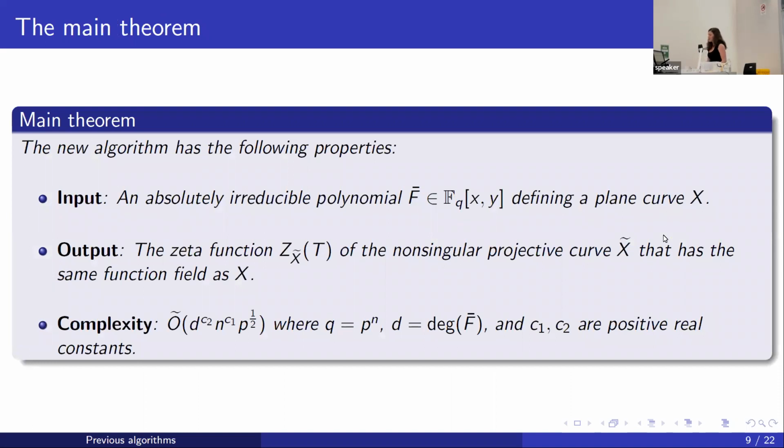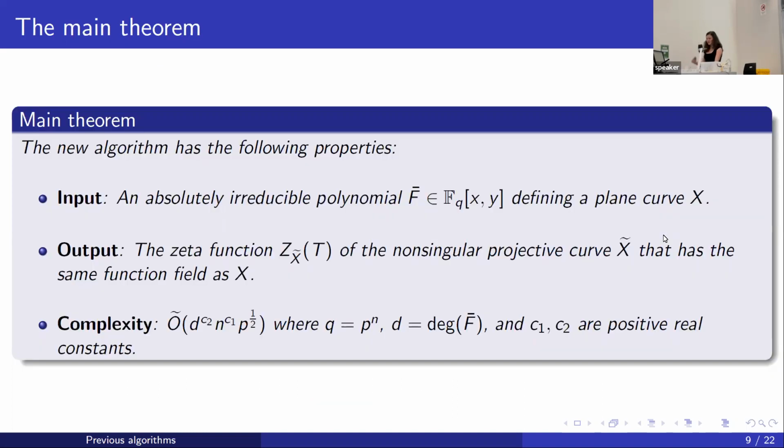The main theorem of this talk and the main theorem of my paper is that the new algorithm has the following properties. It takes as input an absolutely irreducible bivariate polynomial defining a plane curve over the finite field of size q. It outputs the zeta function of the unique non-singular projective curve birational to that plane curve, and it does so in time polynomial in the degree d of the input plane curve, and quasi-linear in the square root of p.